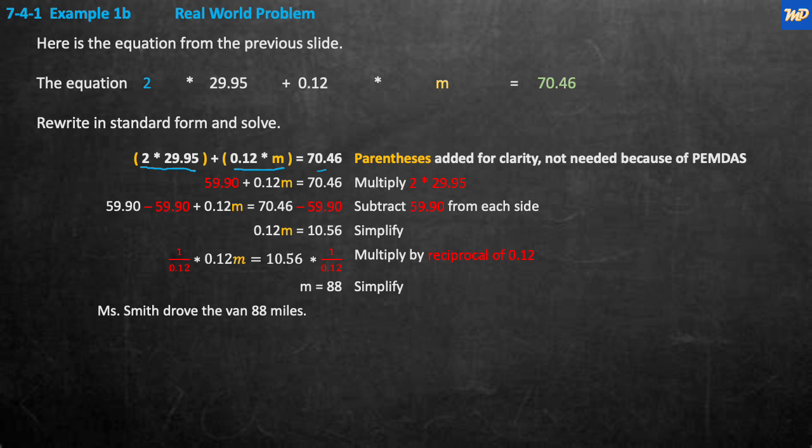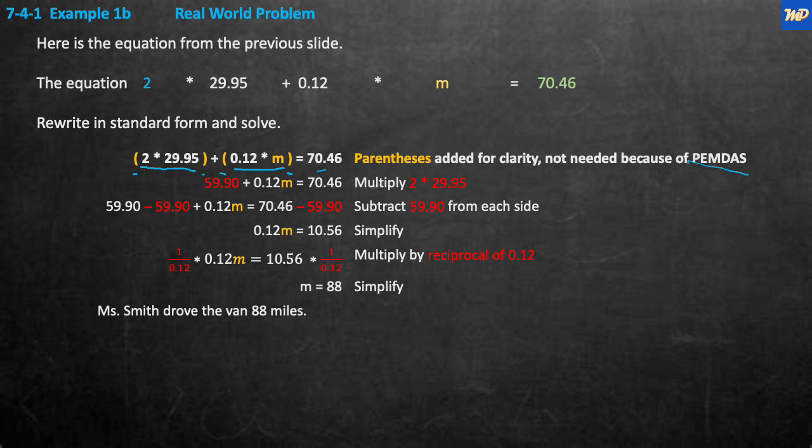And also note here that I added these parentheses, this one, this one, this one, and this one, for clarity. It's not needed because of PEMDAS, which says you have to do everything inside parentheses, and then you have to do exponentiation, and then you have to do multiplication and division before addition.